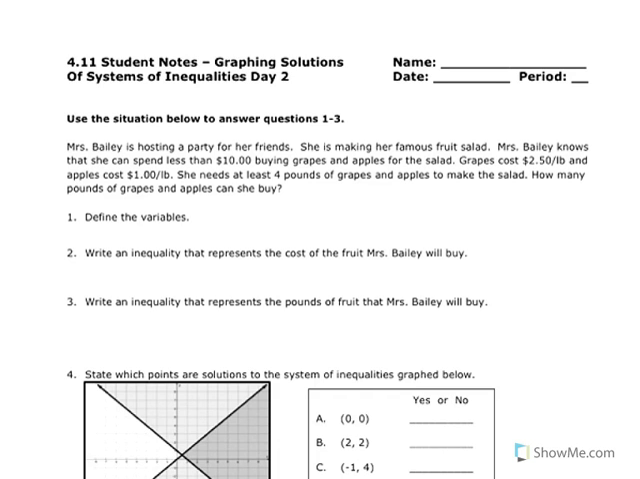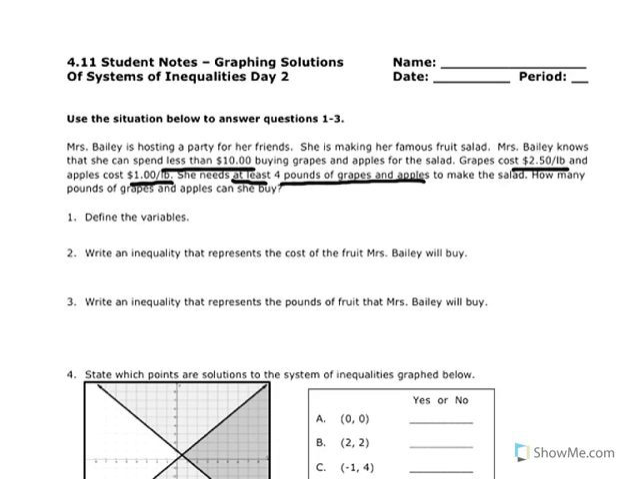So it says, Mrs. Bailey is hosting a party for her friends. She is making her famous fruit salad. Mrs. Bailey knows she can spend less than $10 buying grapes and apples for the salad. Grapes cost $2.50 per pound, and apples cost $1 per pound. She needs at least 4 pounds of grapes and apples to make the salad. How many pounds of grapes and apples can she buy?